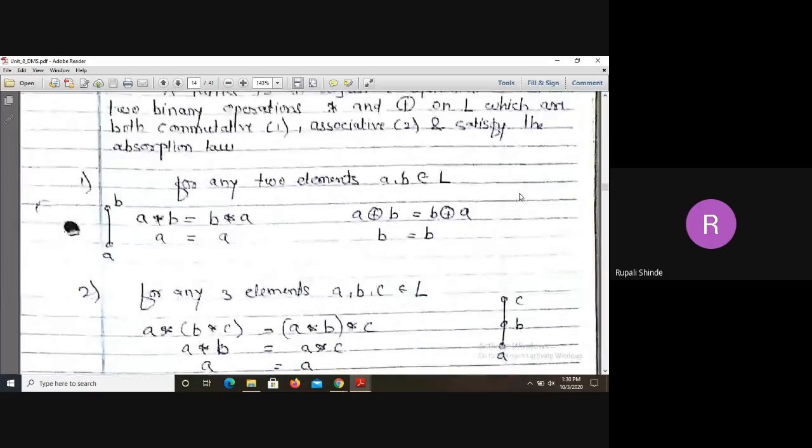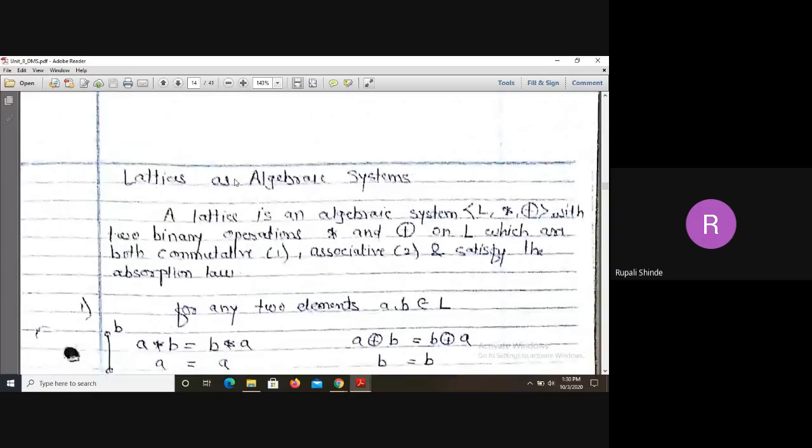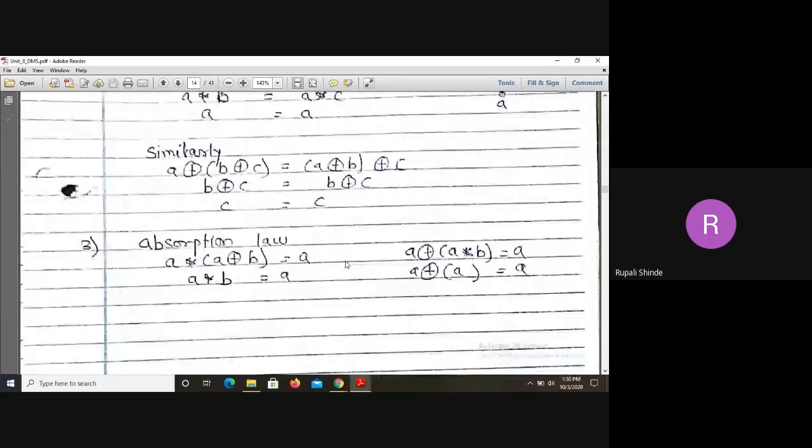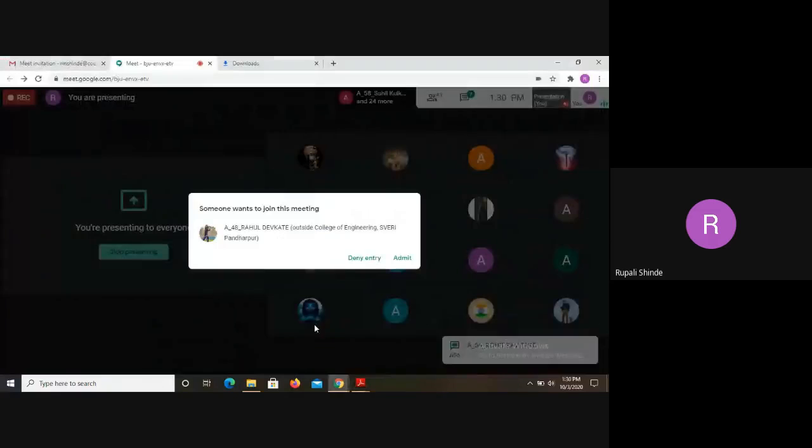So for this topic, lattice as an algebraic system, they have asked a question for 4 marks: write a short note on lattice as an algebraic system. At that time, you have to write that the lattice satisfies three properties: commutative, associative, and absorption law. And you have to write an explanation for each of these properties. Then only you will get full marks.